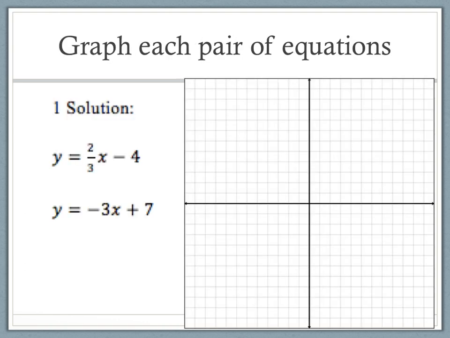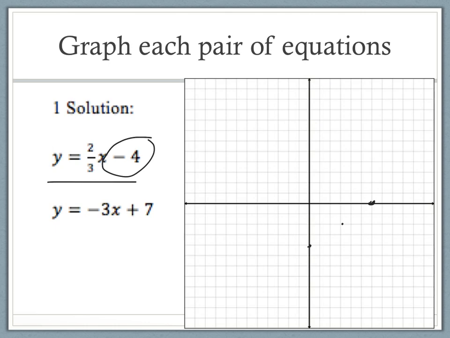So when we're graphing these, if I graph this line first, I'll use black. So remember, we use our y-intercept, which is -4. So I'm going to start at the -4 on my y-intercept, and then use the slope. So rise over run. So up 2 to the right 3. There's my other point. Then up 2, right 3 again.